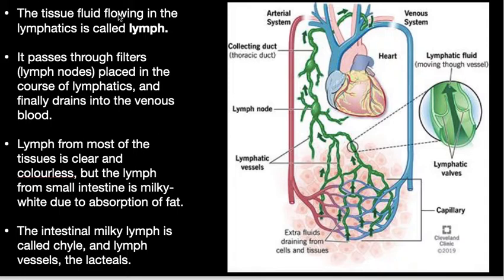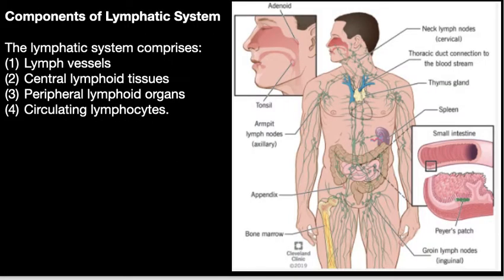It is the tissue fluid flowing in the lymphatics, and it is passing through filters, that is the lymph nodes, placed in the course of the lymphatics, finally draining into the venous blood over here. Lymph from most of the tissue is clear and colorless, but from the small intestine it is milky white due to absorption of fat. The intestinal milky lymph is called the chyle and the lymph vessels are called the lacteals.